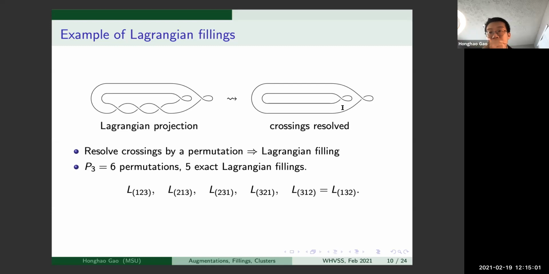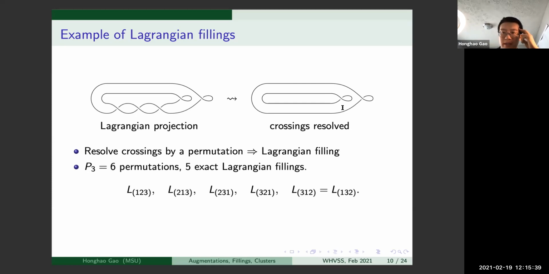So this is an example of producing exact Lagrangian fillings for positive braid links, where of course I only used the saddle cobordism and the unknot filling. So when you have more strands, you can start to perform braid moves, and you can also do the cyclic rotation. And combining those two moves, there's a vast amount of exact Lagrangian fillings that can be produced in this procedure. Okay.